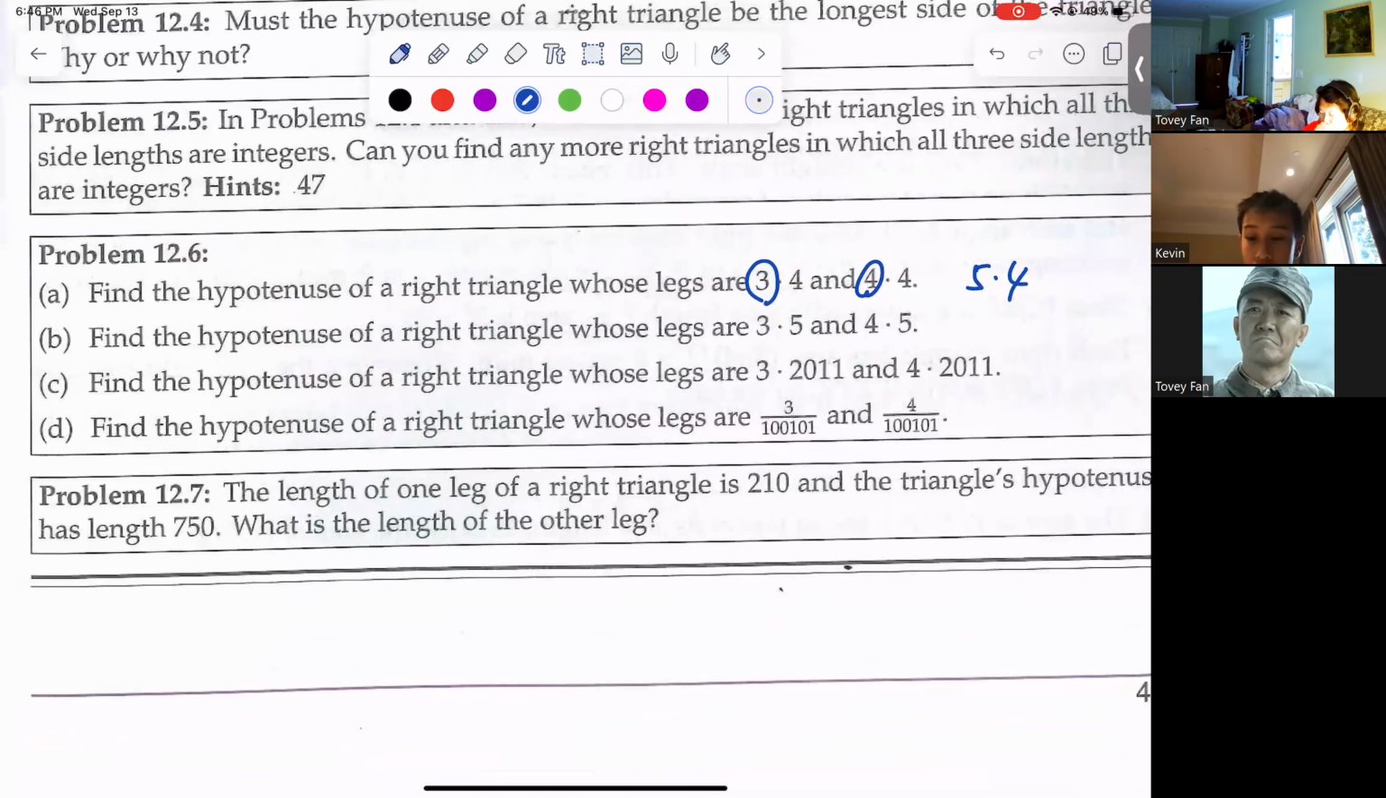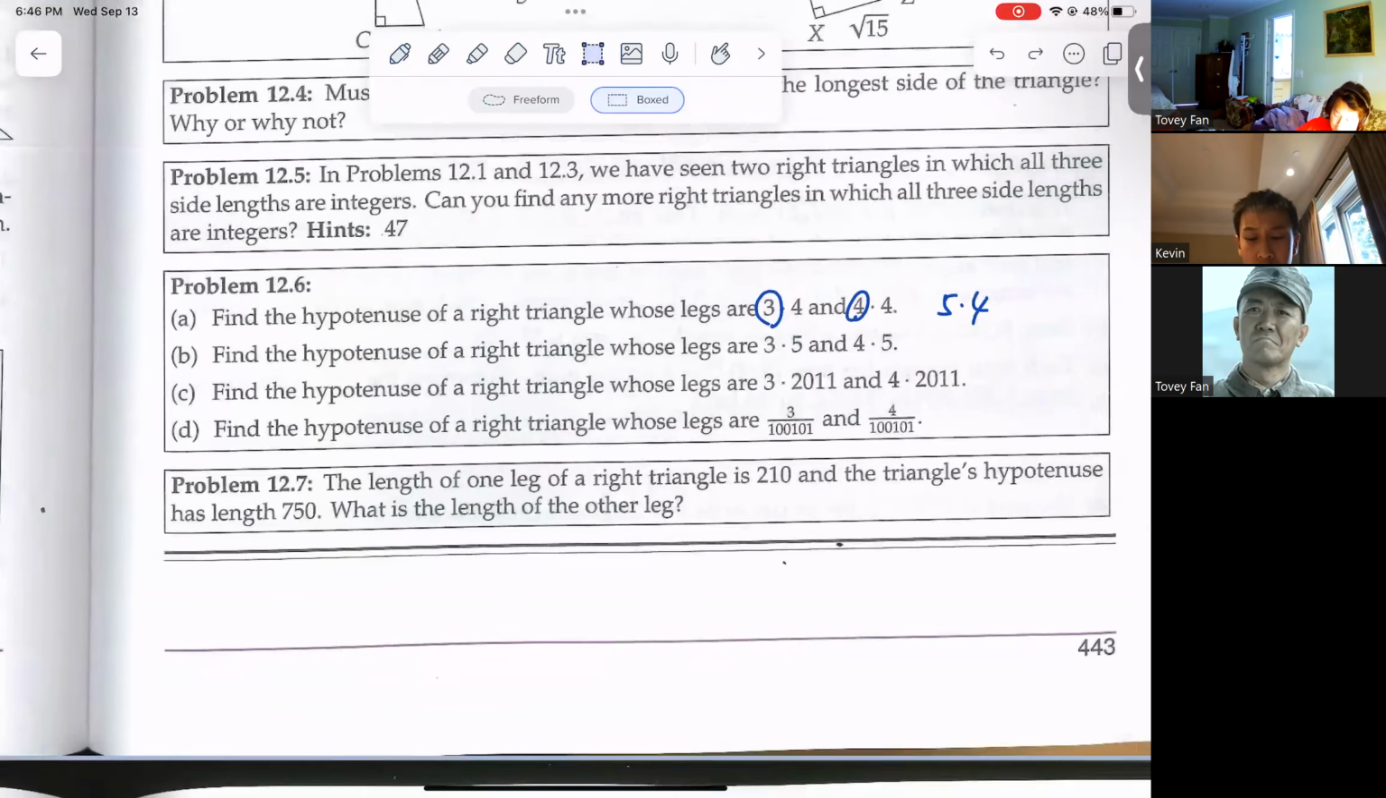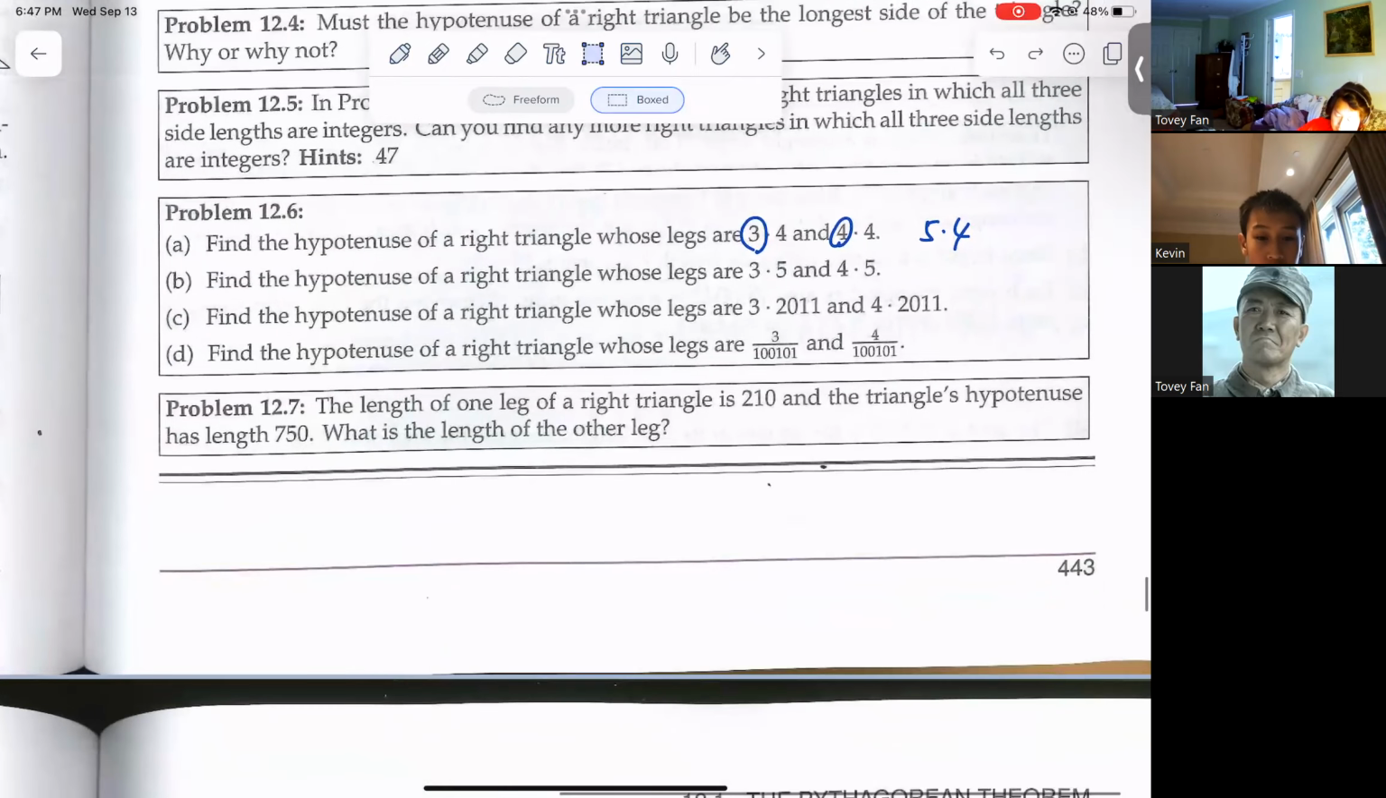Question C. You don't need to calculate. It's 3, 4, 5 again, so 5 times 5 is 25. Question D. It's 5 times a multiple. Very good.